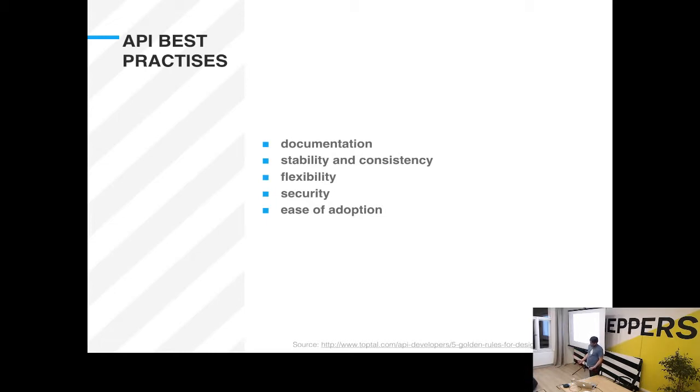And the last point is ease of adoption, and it is mostly a summary of the previous points, because if you want your users to use your API, you have to have it well documented. It must be stable, at least for some time. It should be flexible, and it should be secure, because if you are working with personal data, you don't want to leak it somewhere.